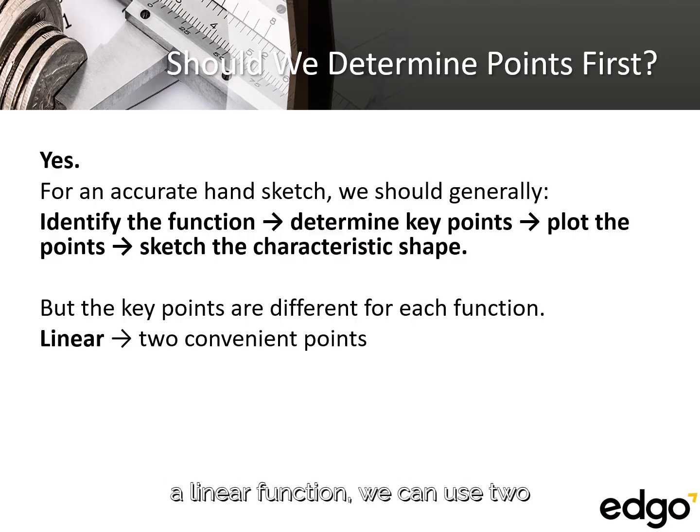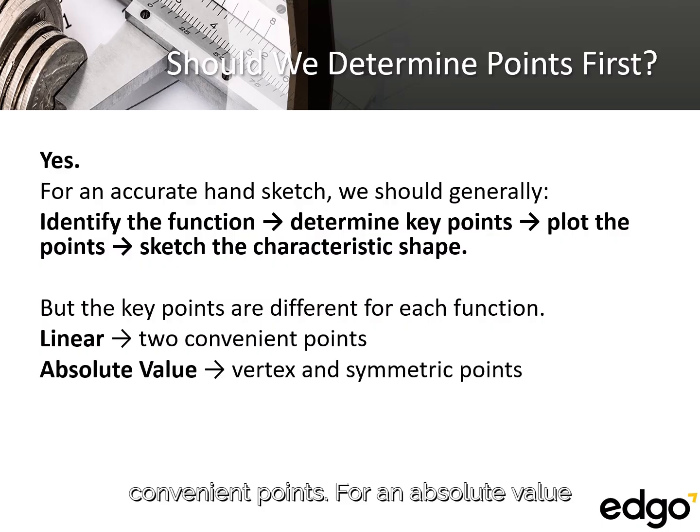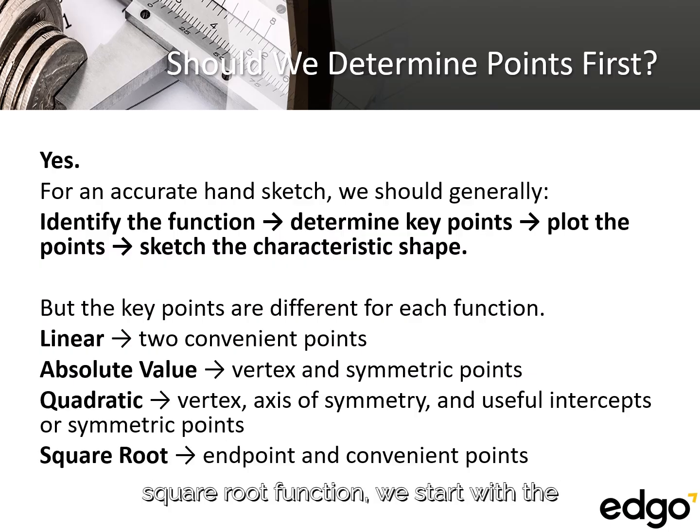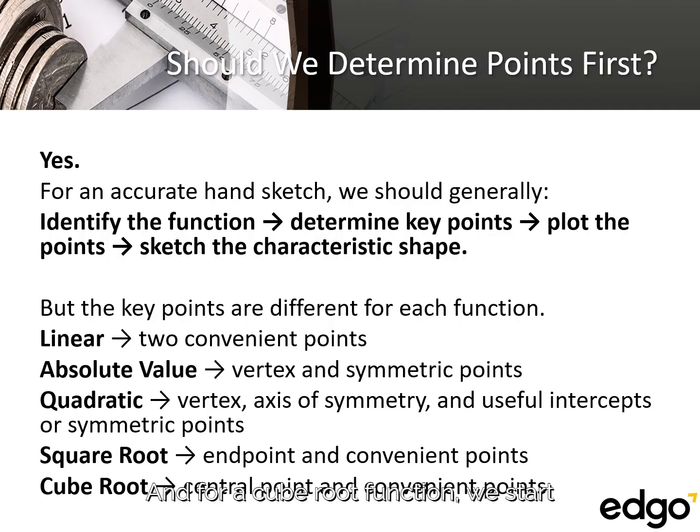For a linear function, we can use two convenient points. For an absolute value function, we start with the vertex and then use symmetric points. For a quadratic function, we can use the vertex, the axis of symmetry, and useful intercepts or symmetric points. For a square root function, we start with the endpoint and then find convenient points. And for a cube root function, we start with the central point and then find convenient points.